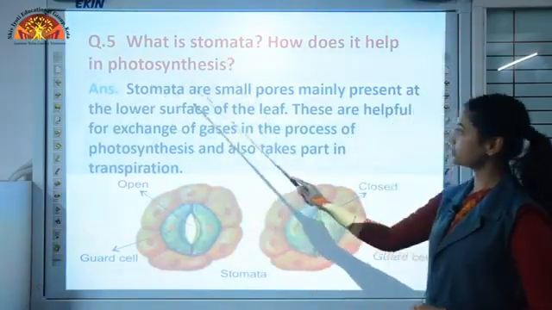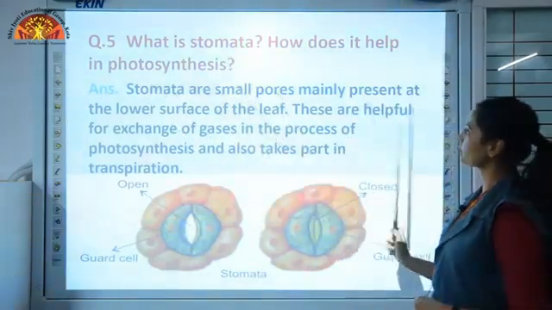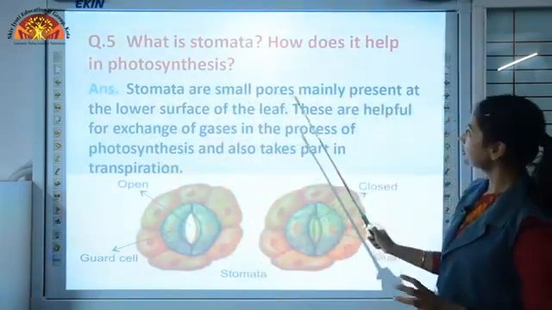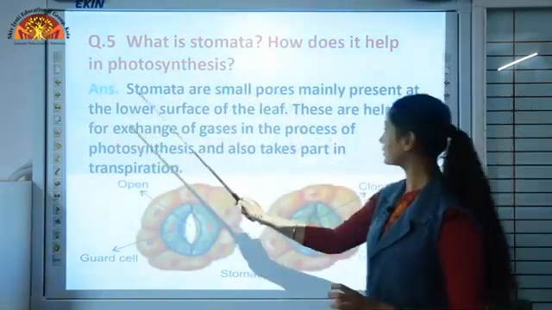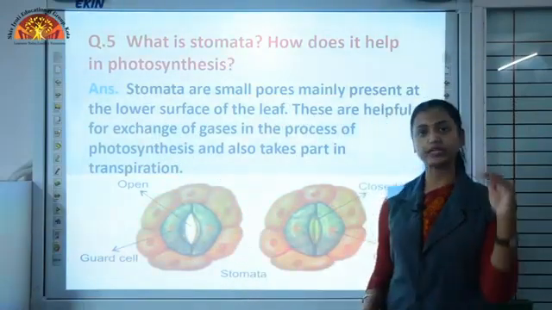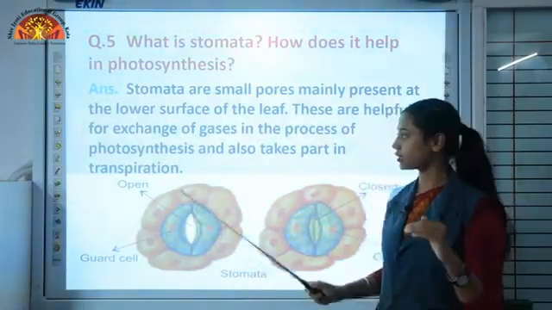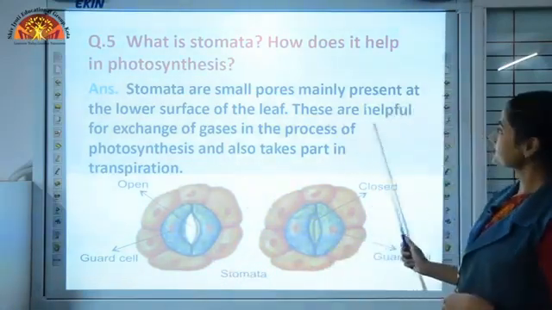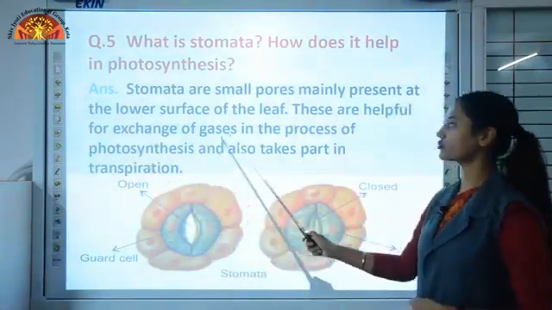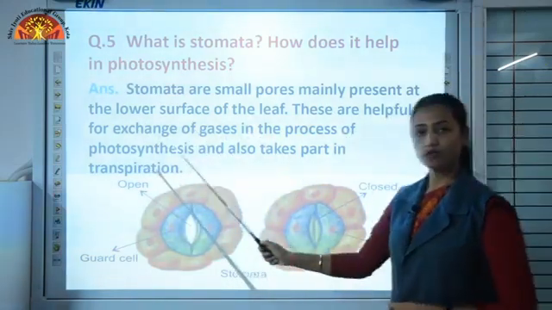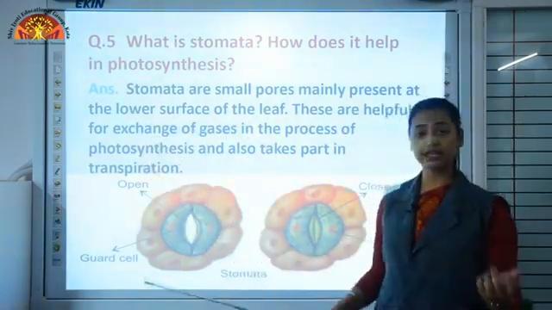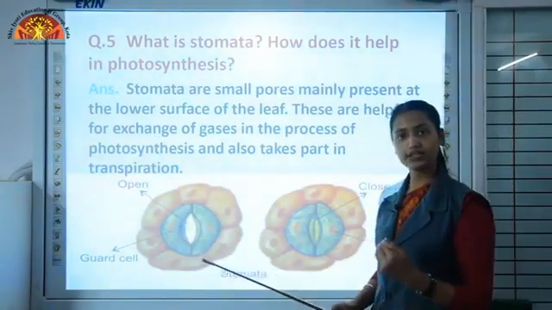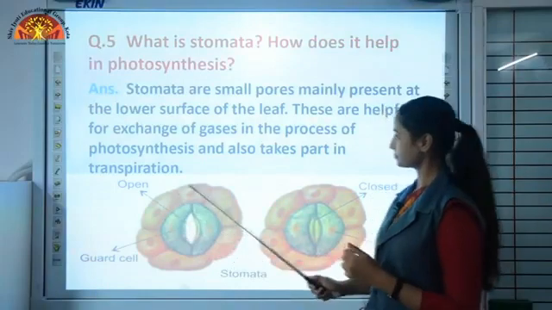Stomata are small pores mainly present on the lower surface of the leaf. Why are we saying mainly present on the lower surface? They are present on the upper surface also, but they are more in number on the lower surface. These are helpful for the exchange of gases in the process of photosynthesis. Which gases? The leaves take in carbon dioxide and give out oxygen.